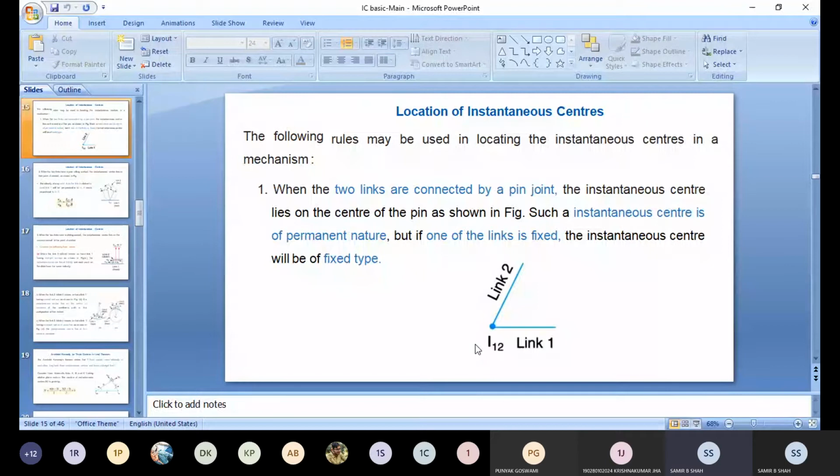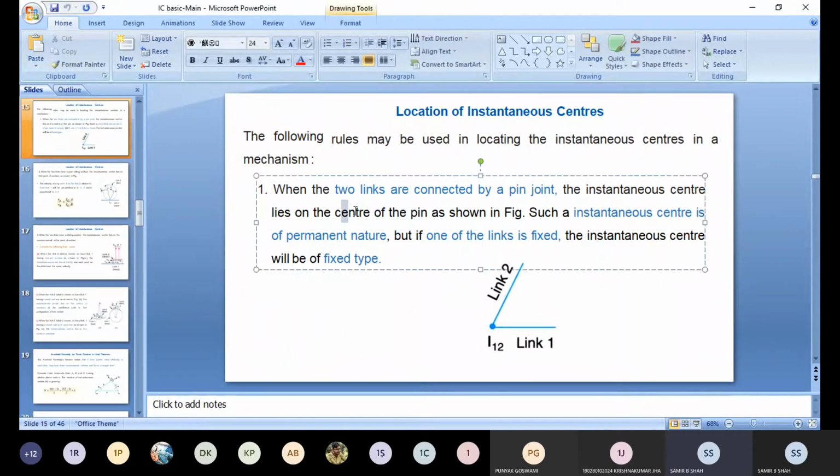Now, the main point, very important, to decide the location of the instantaneous center. When two links are connected by a pin joint, as we described initially and showed with the help of figures, it should be very clear in our mind that if two links are connected by a pin joint, the instantaneous center lies on the center of the pin. It lies on the center of the pin.